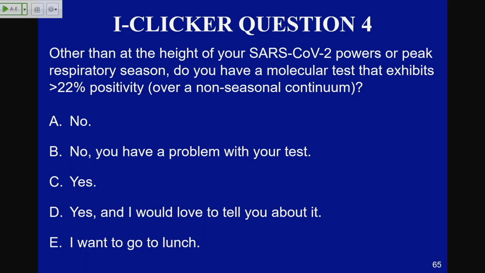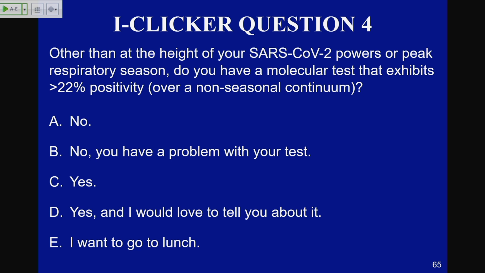Other than at the height of your SARS coronavirus 2 powers or peak respiratory season, do you have a molecular test that exhibits more than 22% positivity over a long period of time? Not just peak respiratory season, but what do you think? A, no, we don't. B, no, but Eric, you have a problem with your test. C, yes, we see those. D, yes, and I'd love to tell you about it. And E, I want to go to lunch. We'll see how many people say E. I bet you'll be a lot.